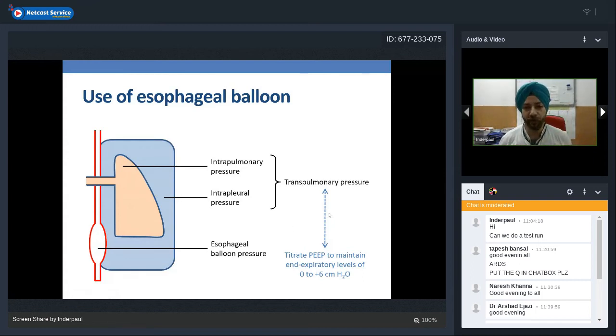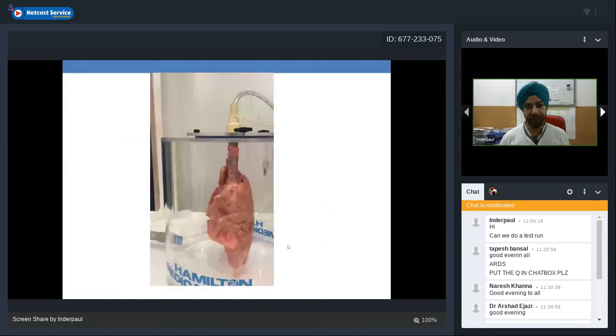And this is what we want to avoid. How do we avoid that? By titrating PEEP so that the transpulmonary pressure at the end of expiration is kept above zero. Okay, so this is a video which shows that.